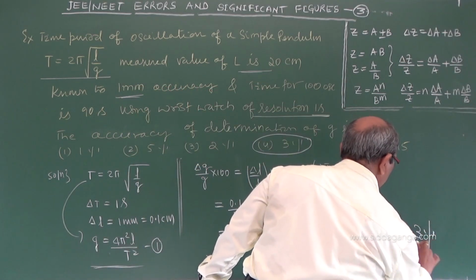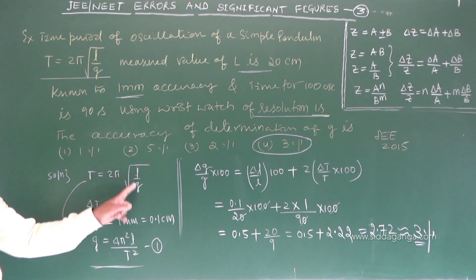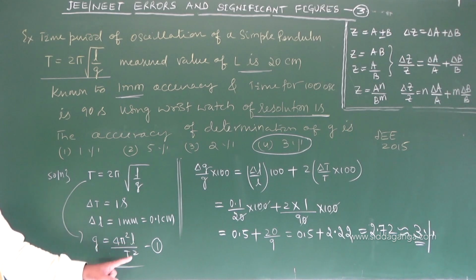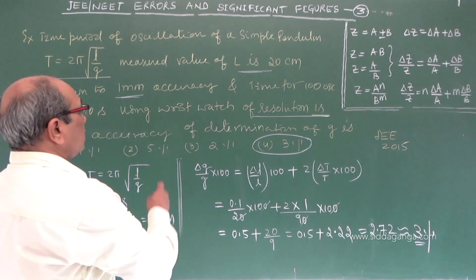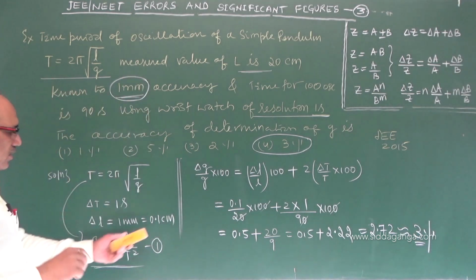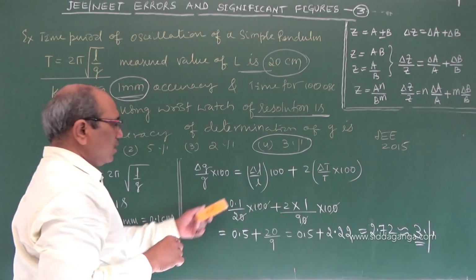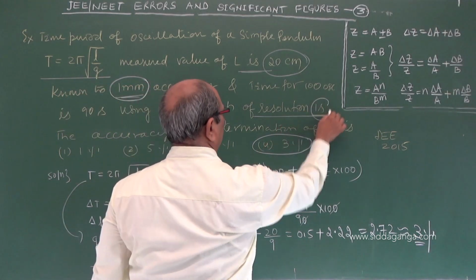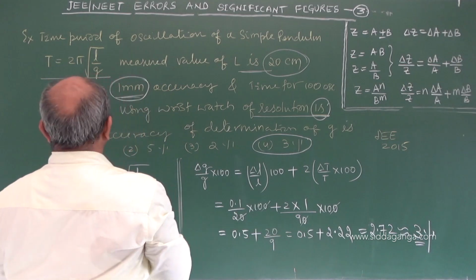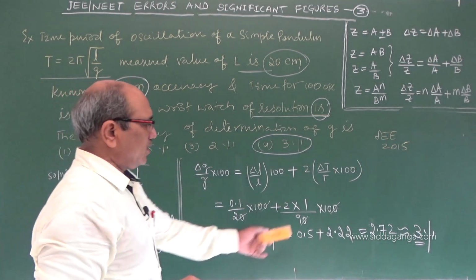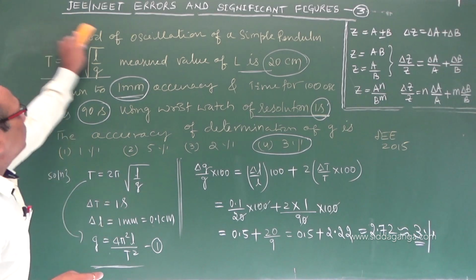We can write it as 3%, hence the answer is obtained. Taking T equals 2 pi root L by g, we get g equal to 4 pi squared L by T squared. So the formula is this, and we want delta L. Delta L is given as 1 millimeter, convert it into centimeter, and L is given as 20 centimeter directly. Delta T is given as 1 second, the resolution or limit of the instrument, a watch, and the time taken for 100 oscillations is 90 seconds. Got the answer. So let us go to the next one.